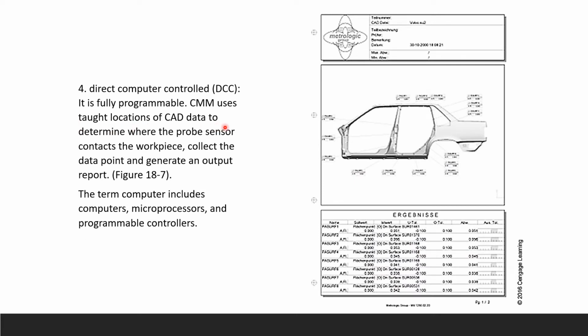Alright, the next one. This is another mode of operation, and we call that direct computer controlled. It's DCC, fully programmable. This type of CMM uses the taught locations of your CAD data to determine where the probe sensor contacts the workpiece, and then collects the data point and generates an output report.